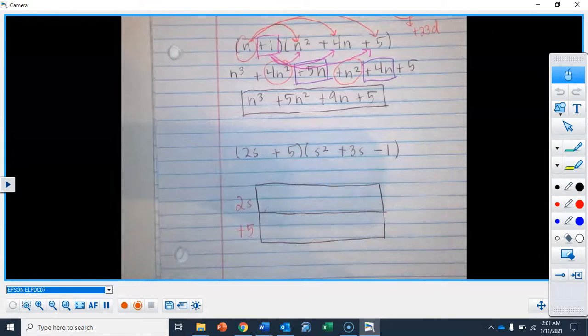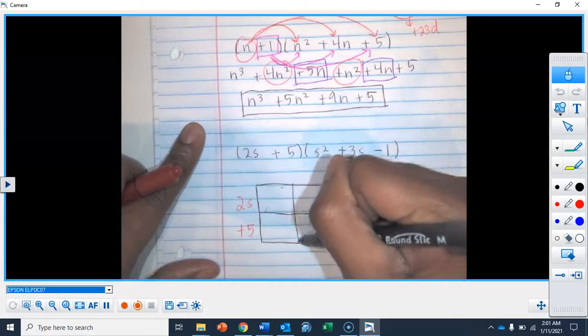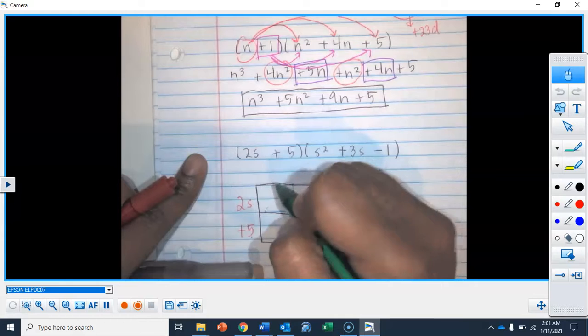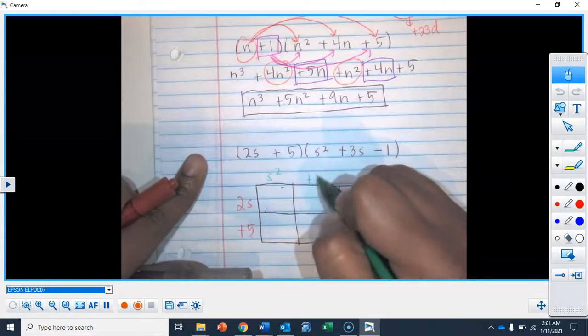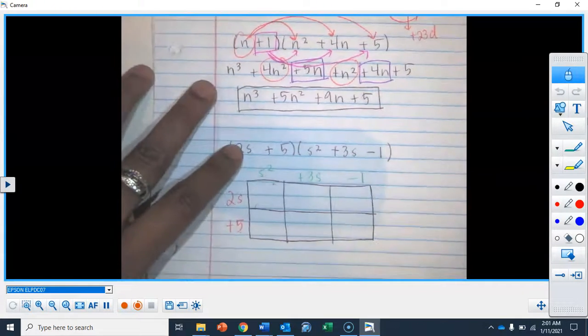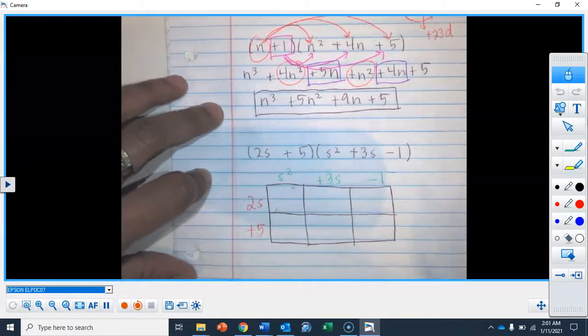But then because this is a trinomial, you want to do like 1, 2, okay, like that, because at the top I'm going to write s squared plus 3s and minus 1. Just want to show you the box method on this. So there's actually going to end up being 6 squares or rectangles. Okay, now we're doing our multiplication. This is going to be interesting.